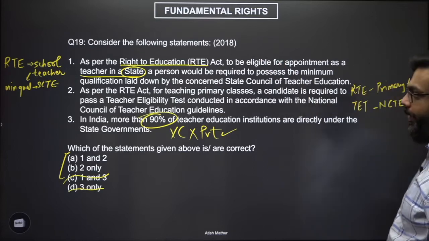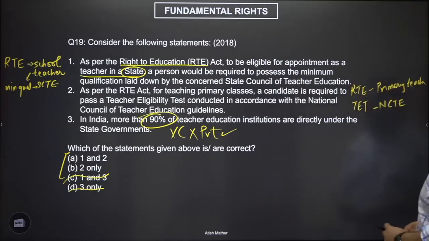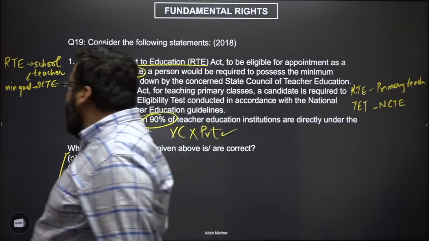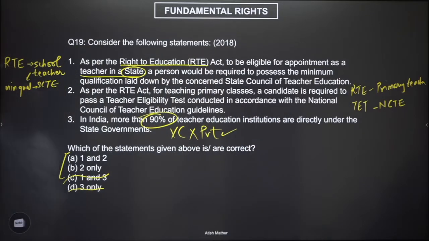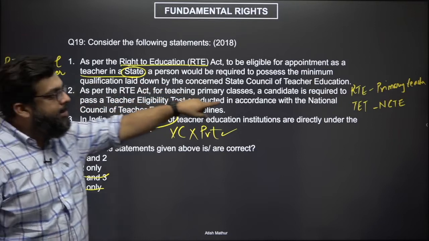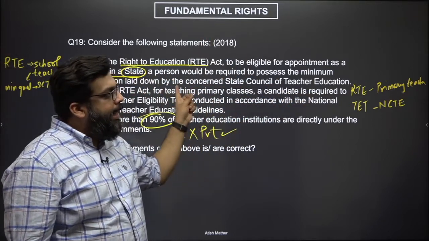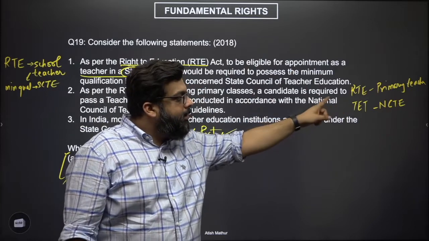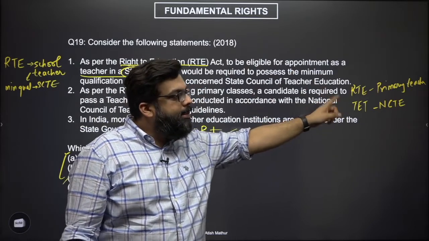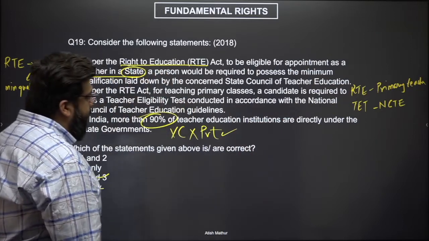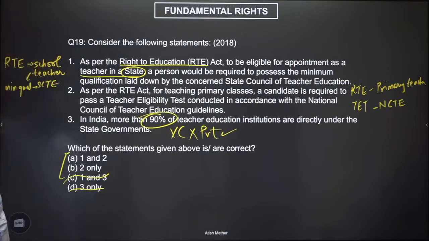Now look at this very carefully. Option 1 and option 2 are actually contradictory to each other. Option 1 says right to education says anybody to be eligible for appointment to any class, any school teacher should have minimum qualifications as per the state council. Here it says anybody as per the RTE Act who wants to be a primary teacher must pass a teacher eligibility test as per the National Council for Teacher Education. If you think about it, they're contradictory. And we know 2 is definitely correct. That means 1 is incorrect.